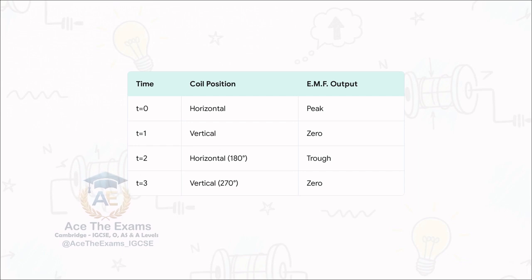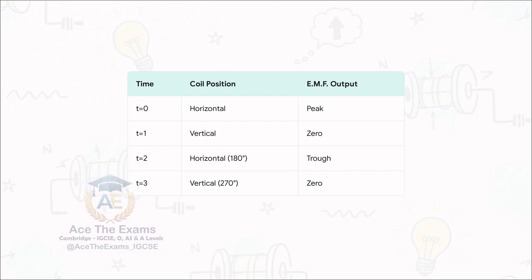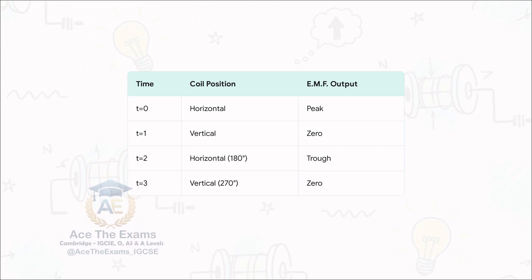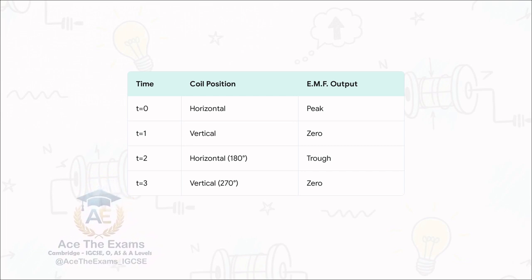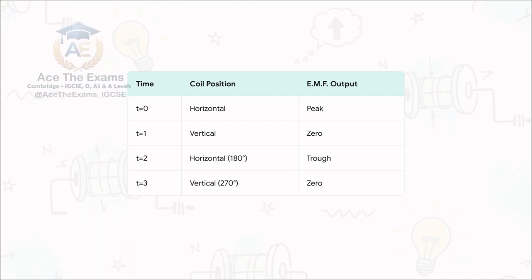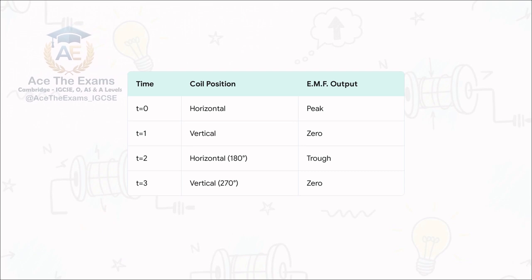When the coil is perfectly horizontal, the sides of the coil are cutting directly across the magnetic field lines at a sharp 90-degree angle. That means they are slicing through the absolute maximum number of field lines per second. Therefore, the rate of cutting magnetic flux is at its peak, and boom, the induced EMF is at a maximum peak.